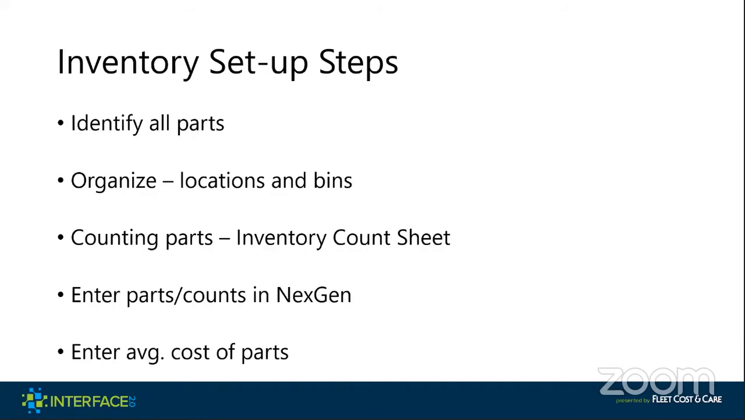Okay, so what's next? How do we get this rolling? Some of the steps that are involved: identifying all your parts, and then deciding which ones you want to track in terms of the quantities in NexGen. Like I said, you can put them all in the system, and we recommend that. But that's the first step in getting this thing rolling.